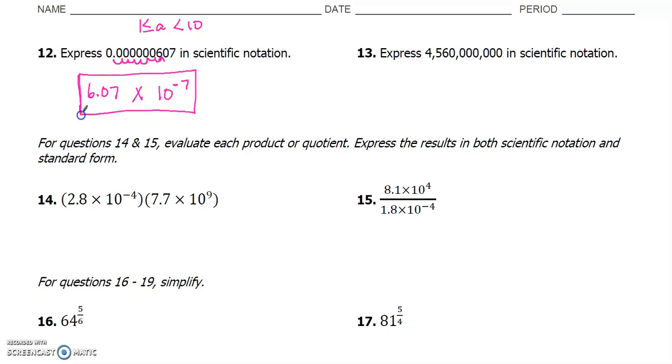Okay, let's do the next one. Again, I'm trying to move my decimal point, which is starting right here. I'm going to go to the left, and wherever I stop, that number needs to be 1 or greater, but definitely less than 10. So that means I need to move it right here. So I will have 4.56 times 10 to the 369, and it is a positive number.